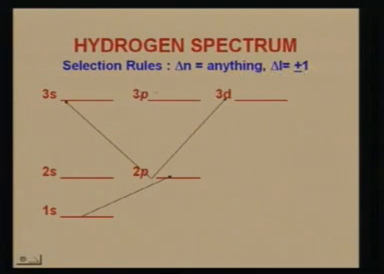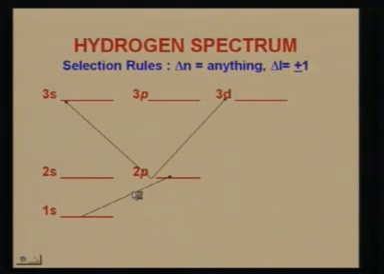And according to this model of quantum mechanics for the hydrogen atom, here we can see the hydrogen spectrum. Now instead of n equal to 1, we have 1s, 2s, 2p states, 3s, 3p, 3d energy states. So this is the energy level diagram of the hydrogen atom.